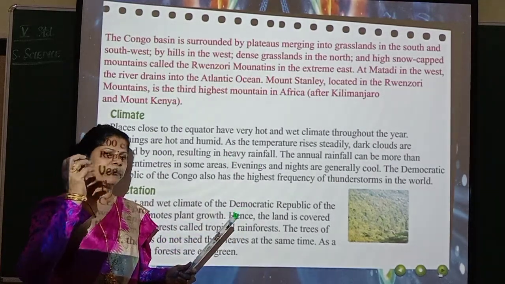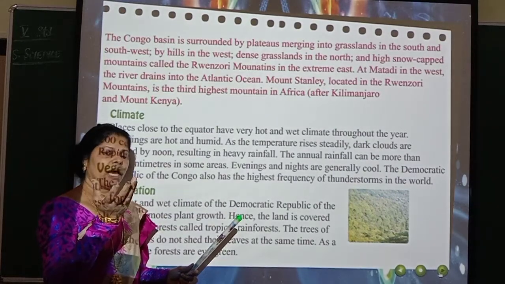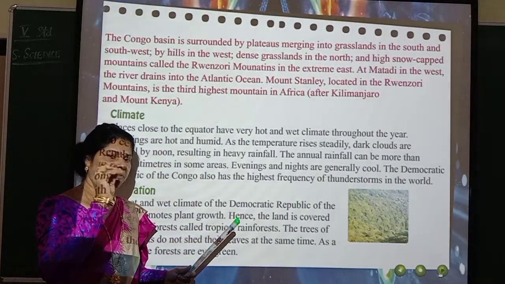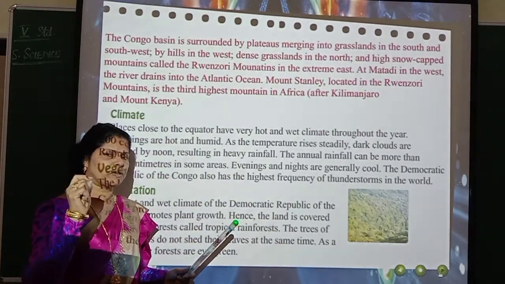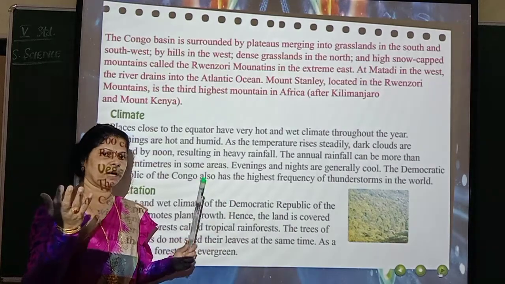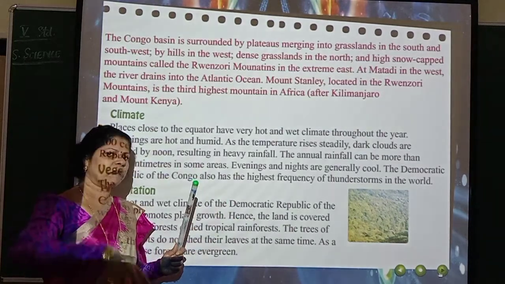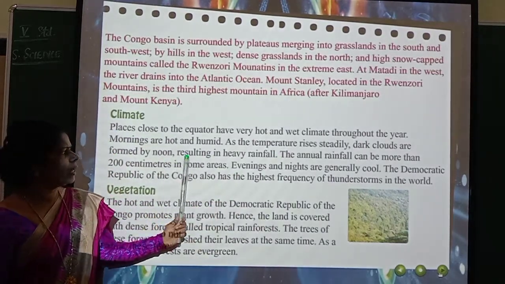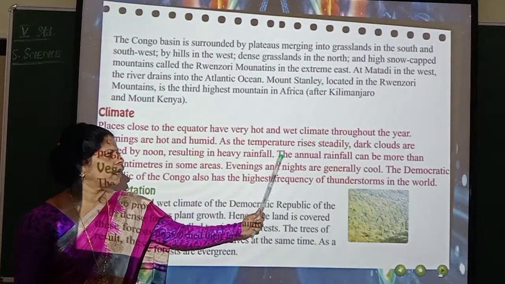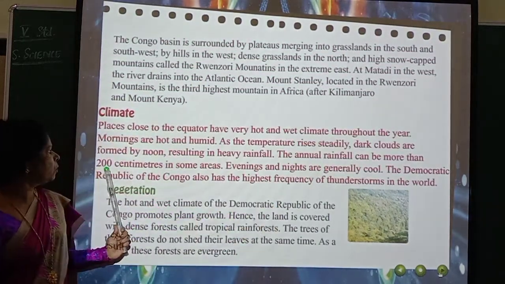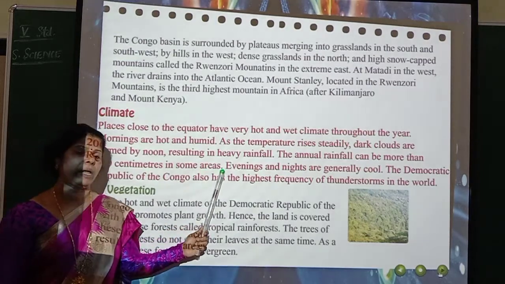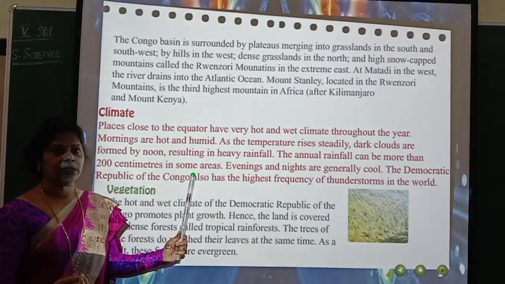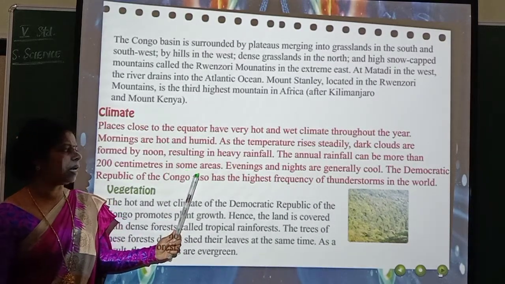The clouds, which are in vapor form, later start cooling and condensing. It forms drops. Once those water drops form on the cloud, it becomes heavy and cannot stay in the air. So it will fall as rainfall. Understood? Dark clouds are formed by noon, resulting in heavy rainfall. The annual rainfall can be more than 200 centimeters in some areas.